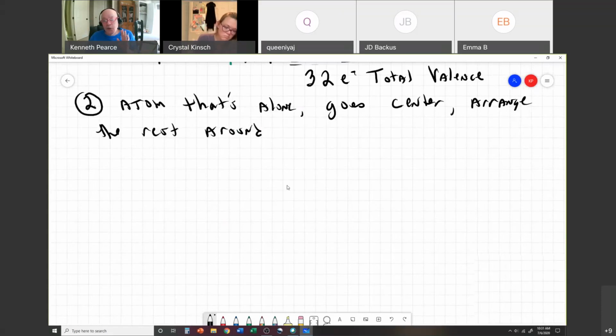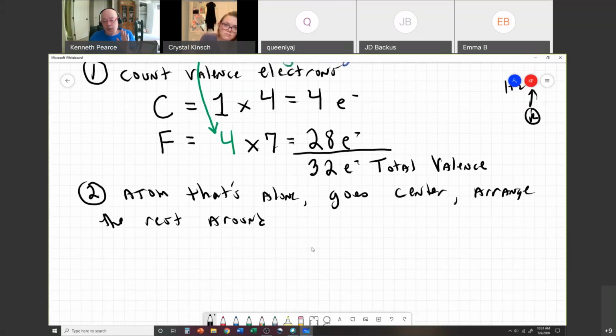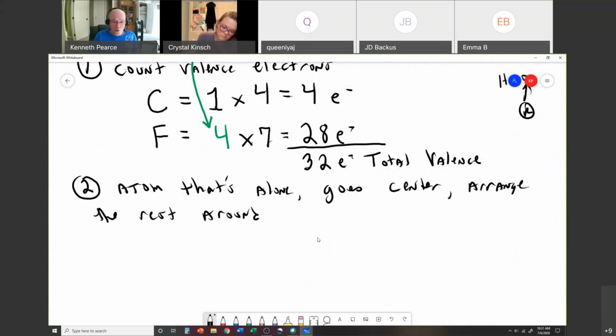Okay, so if it's by itself, it goes in the center. So let's go ahead and put it in the center. So we say carbon goes in the center, and we're going to arrange everything else around it. Now, look, I like to go north, east, south, west. In other words, points on the compass.